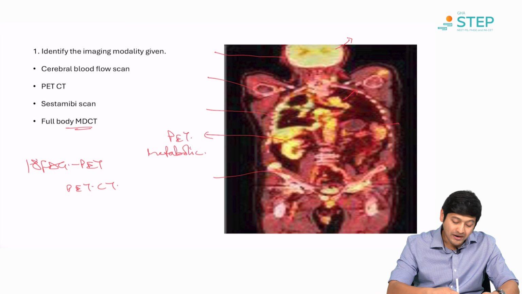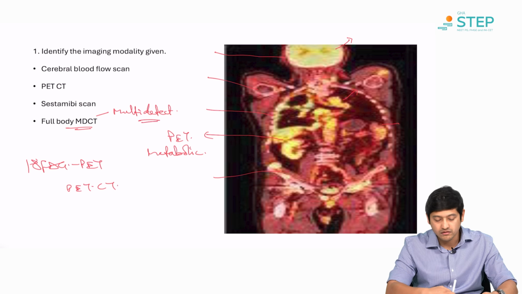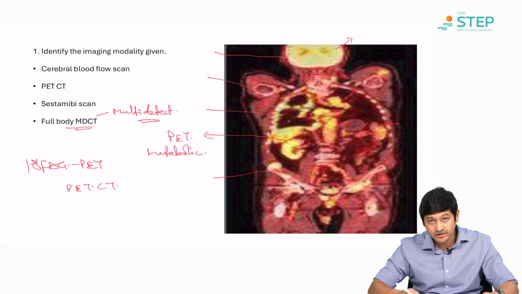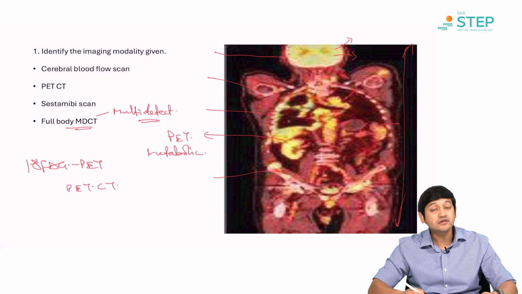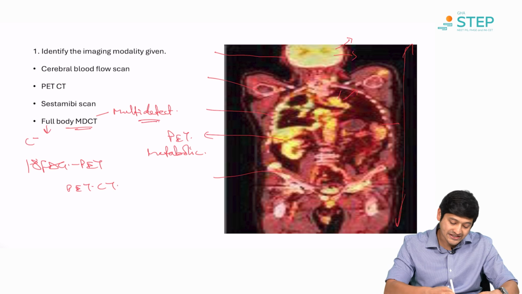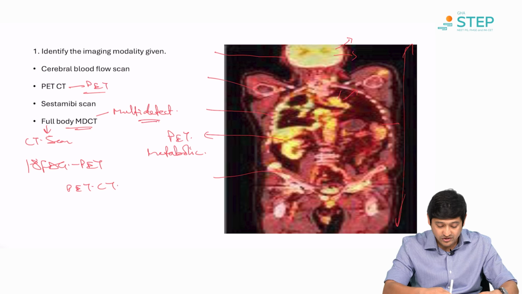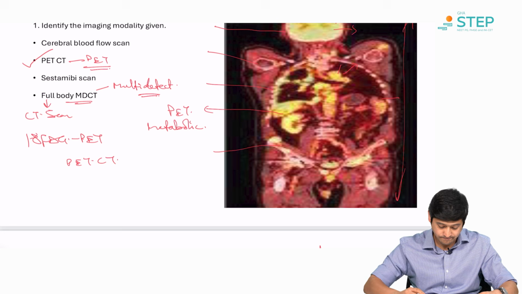A full body multi-detector CT or an MD-CT, multi-detector, that's basically the technical name given to it. A full body MD-CT will look similar. It's the entire body top to bottom, but it will not have a representation of the metabolic activity because a tracer has not been administered. You can perform this one on a commonly available CT scanner. This one requires a PET imaging suite. All right, so our answer here is a PET CT.